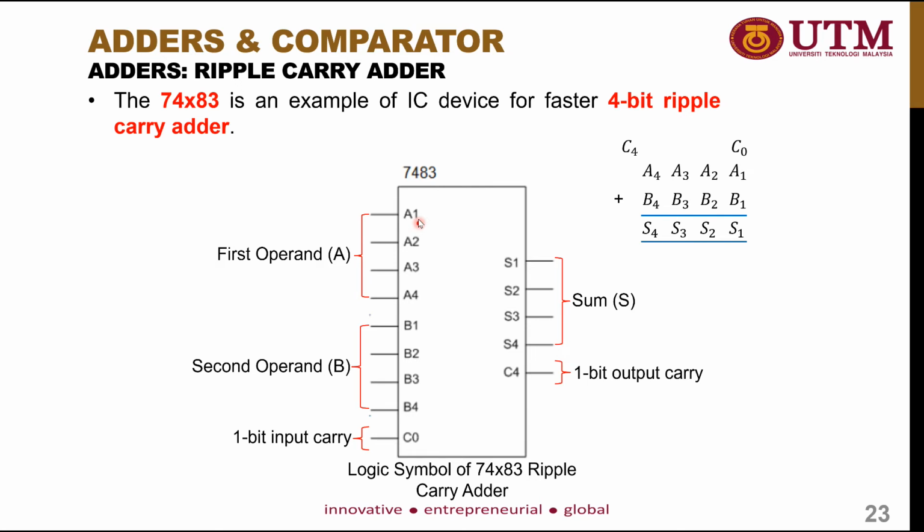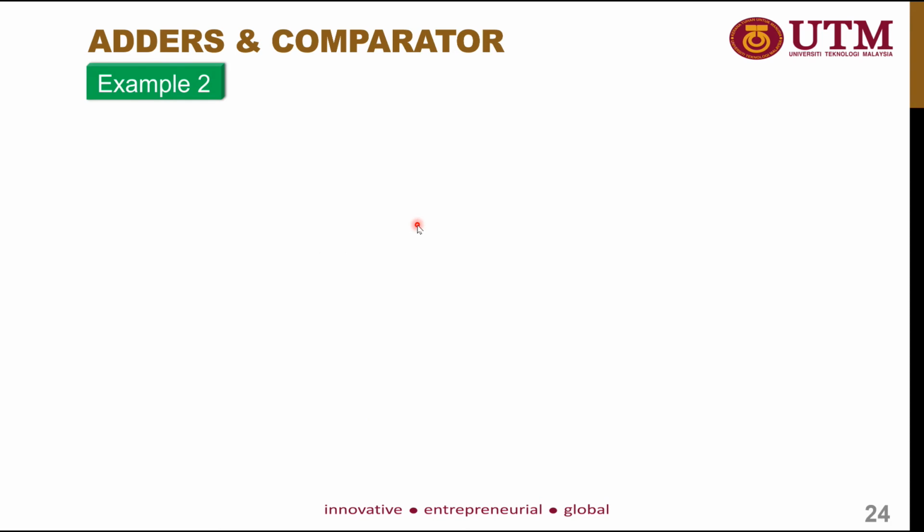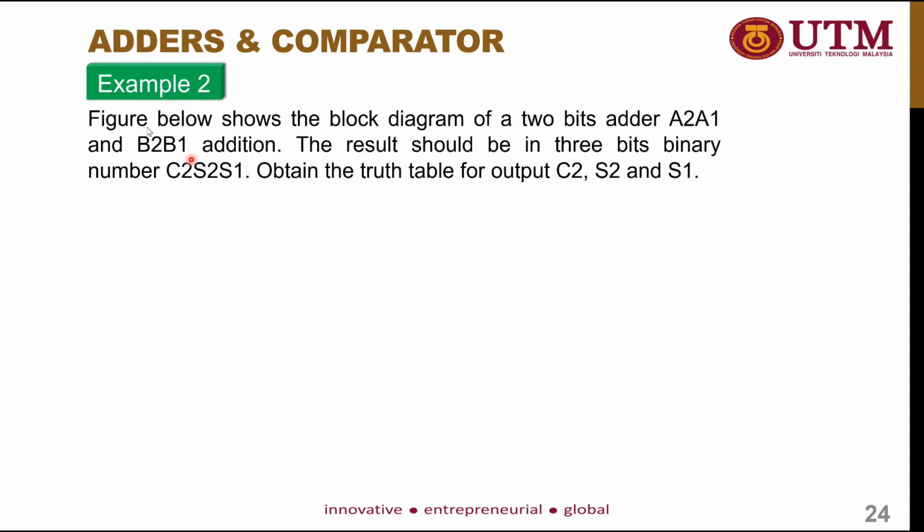Now, let's take a look at the second example. So this is the second example. The figure below shows the block diagram of a 2 bits adder, A2, A1 and B2, B1 addition. So the result should be in 3 bits binary number C2, S2 and S1. Obtain the truth table for output C2, S2 and S1. So in this question, the question asks you to find the truth table for output C2, S2 and S1.